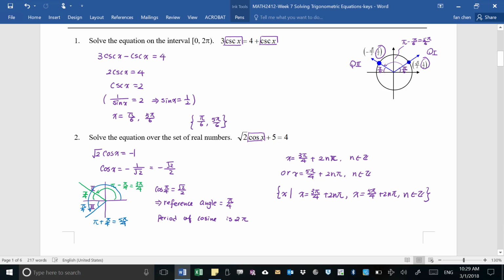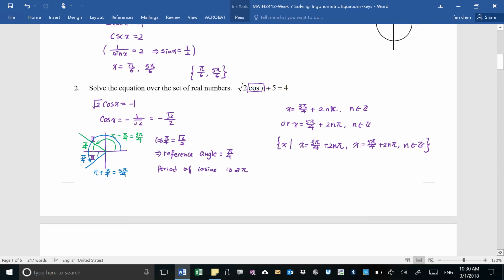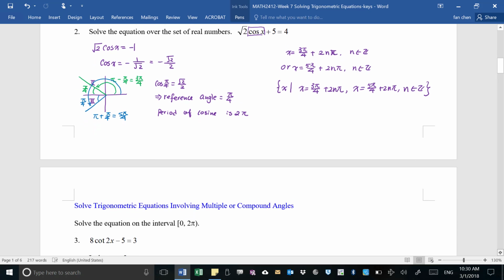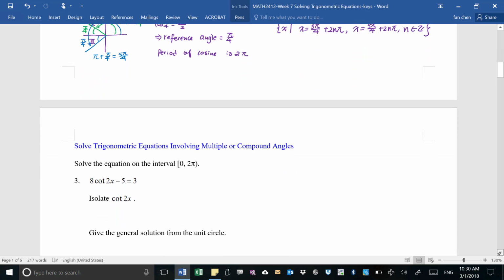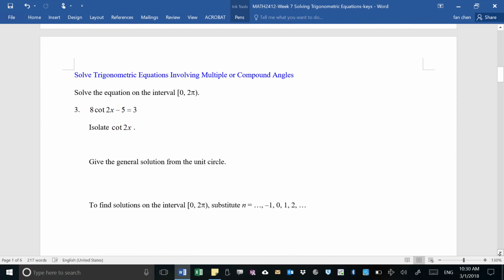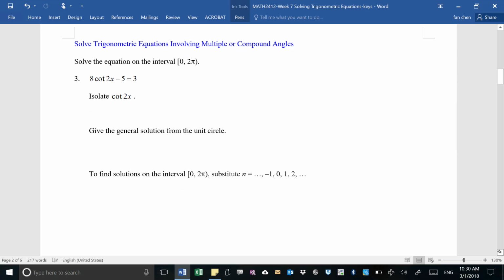And the angle is very simple. It's a single angle. Let's see an example where inside the cosine, sine, or tangent there are multiple angles. What should we do? So it's a multiple compound angle. Let's take example number 3, and I'll give you some suggestions for that. So we have 8 cotangent 2x minus 5 equals 3.